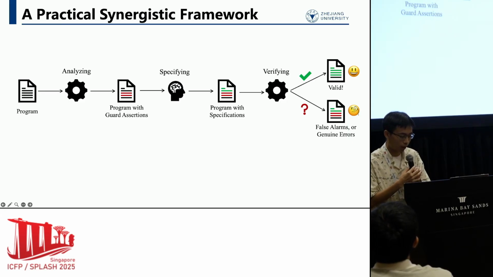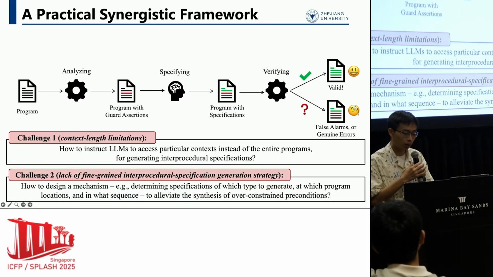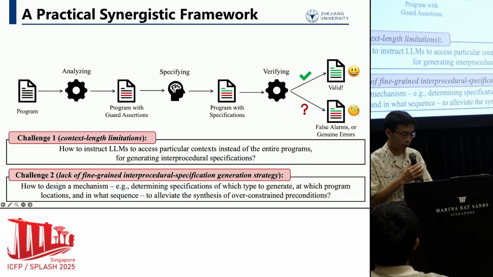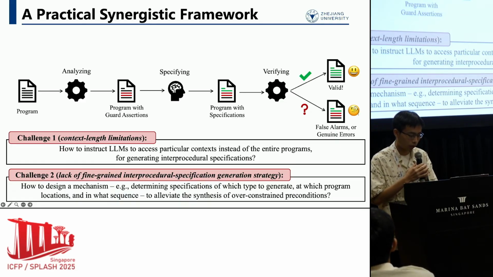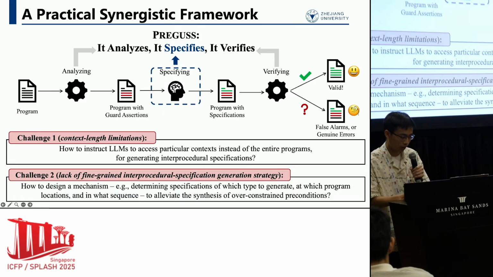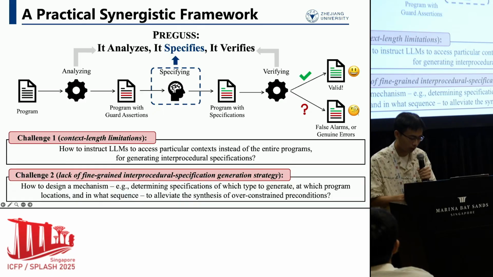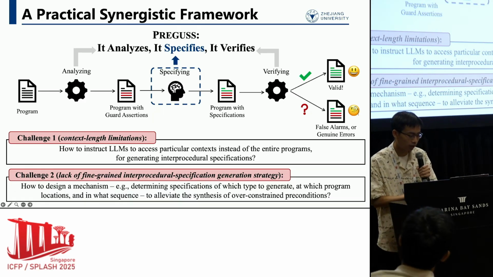So when we go back to our synergistic framework, as we just discussed, the bottlenecks of existing approaches can be concluded into two primary challenges. The first is the context length limitation, and the second is the lack of a fine-grained strategy for generating interprocedural specifications. To resolve these challenges, we propose Preguss. It is built on the analyzing, specifying, and verifying framework. Our core contribution lies in automating the specification synthesis phase.